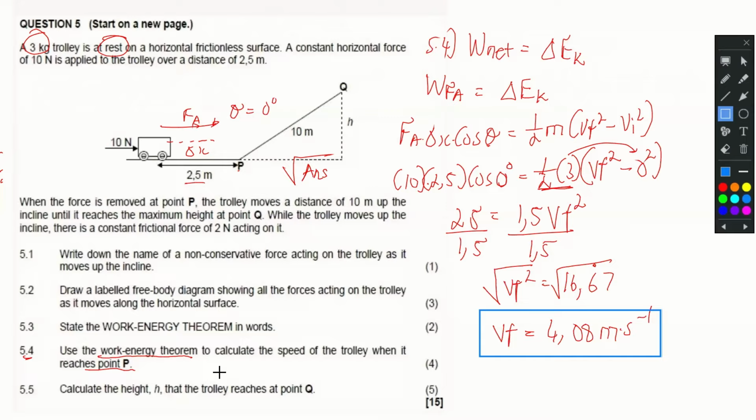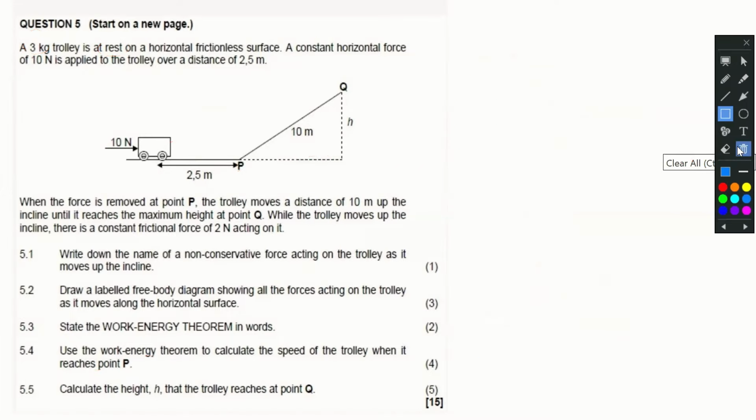Now it's even important to check if they want the speed or the velocity. You know, the difference is speed is a scalar, only has magnitude, but velocity has both magnitude and direction. So normally, if they just want to make you lose a bit of marks there, they will play around with those. So calculate the height h that the trolley reaches at point Q.